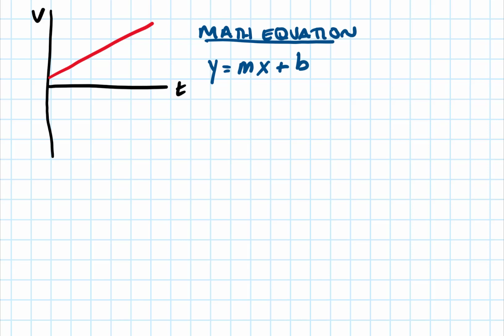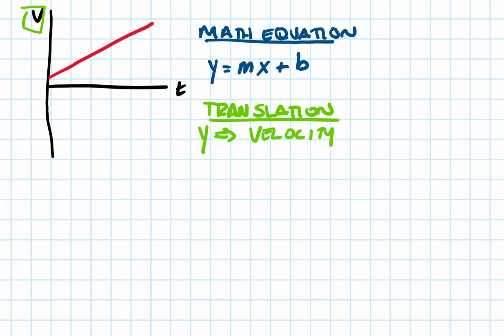We're in physics. So we need to be able to translate from this math equation. So the translation is very important. So we get a math equation, but it requires some translation. Now, for our translation, all of the y values on the graph are different. And if we look over here, on this graph, all of the y values are velocity. So we're going to have y go from just being y, which is a placeholder, a variable, to something specific, velocity.